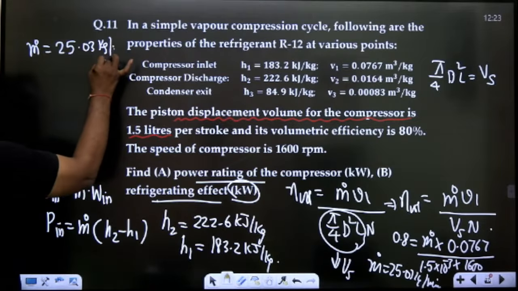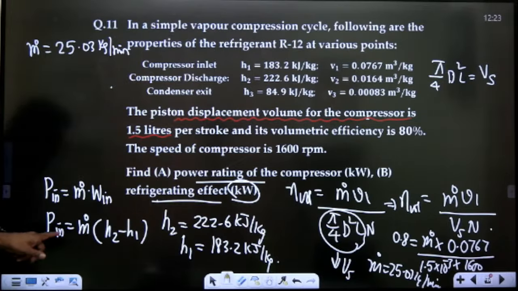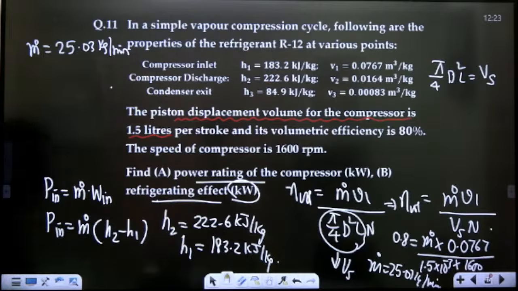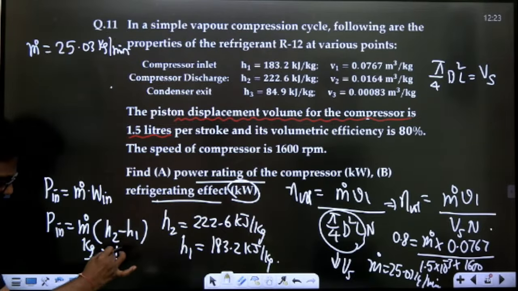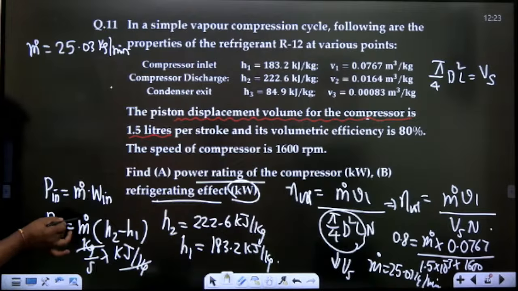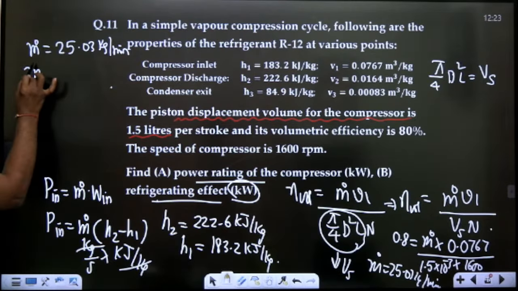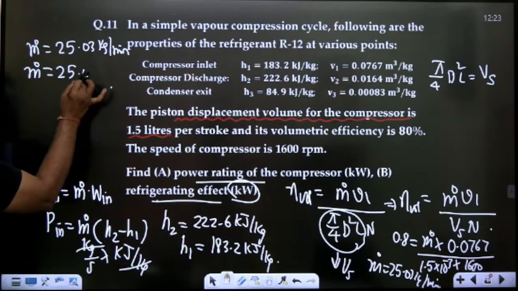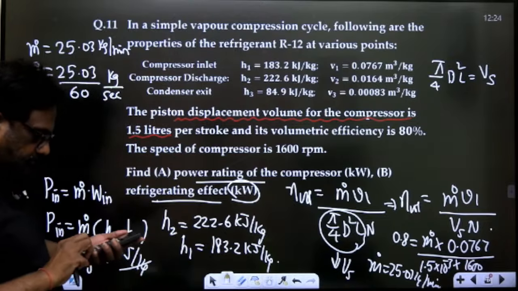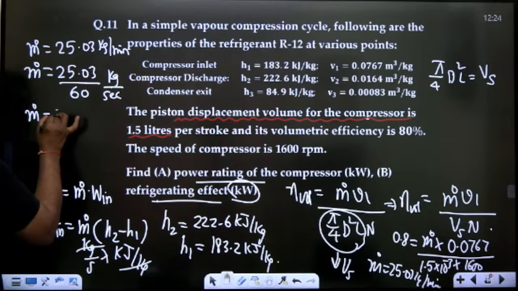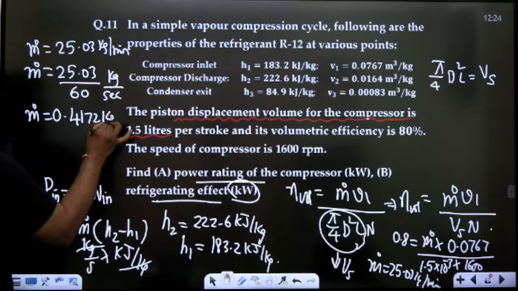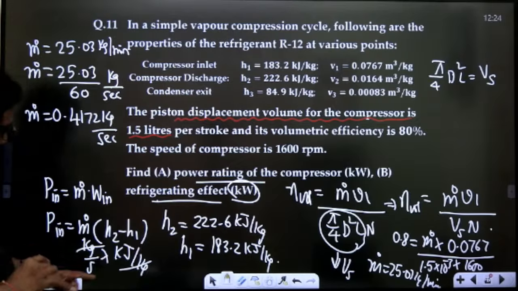Therefore m dot is equal to 25.03 kilogram per minute. But if you want the power in kilowatt, listen carefully, mass flow rate should be kg per second. Already specific enthalpies are kilojoule per kg, so kilojoule per second is kilowatt. So the mass flow rate can be written as 25.03 by 60, since a minute means 60 seconds. So how much is it, sir? 0.4172.